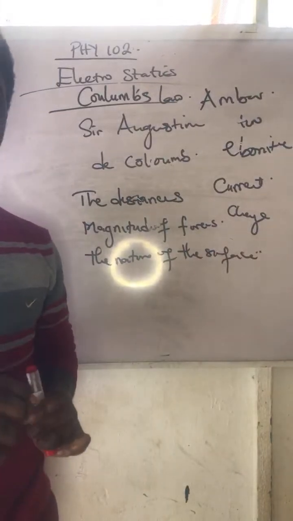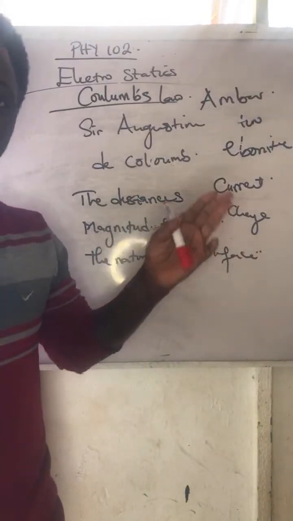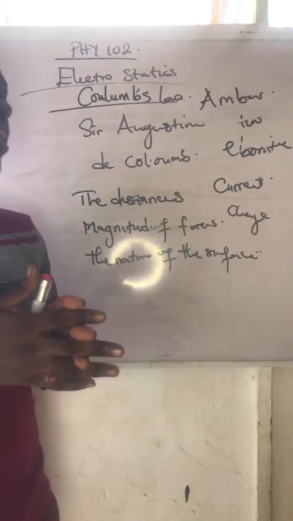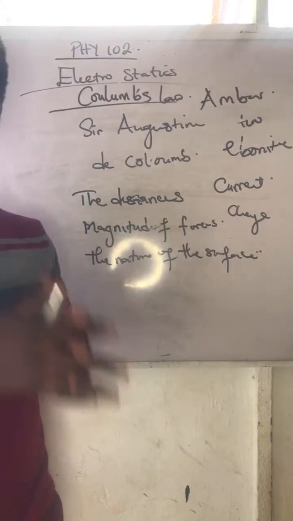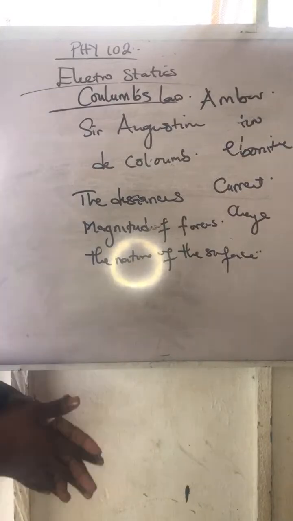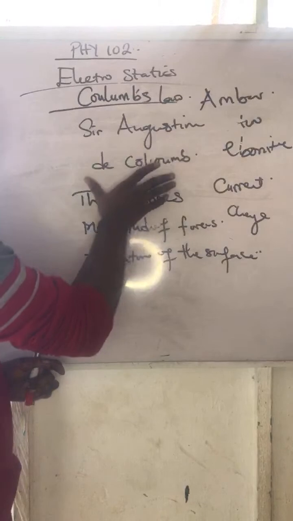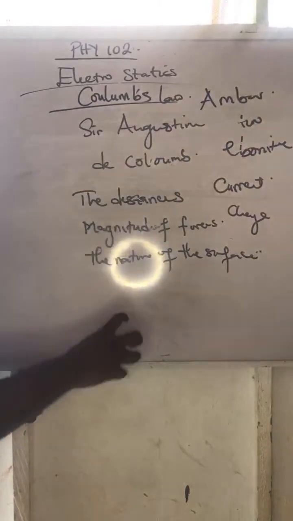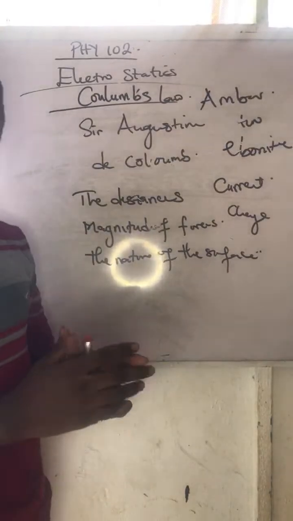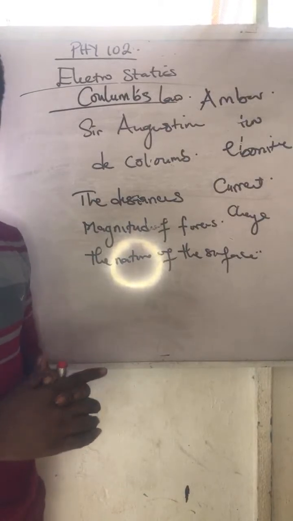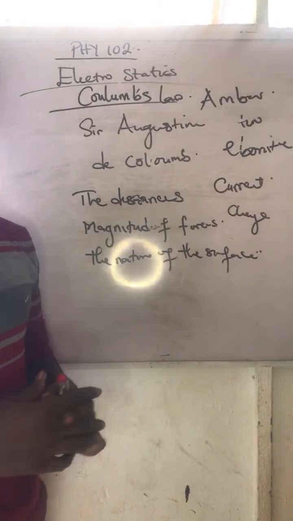Okay, and we're trying to study the amount of force that makes different bodies able to attract themselves depending on the kind of charge they have. All right, so doing that we are going to be considering the discovery of Sir Augustine de Coulomb. He talked a lot about charges, especially the opposite ones, and he gave a law that we all know. We call it the law of electrostatics.